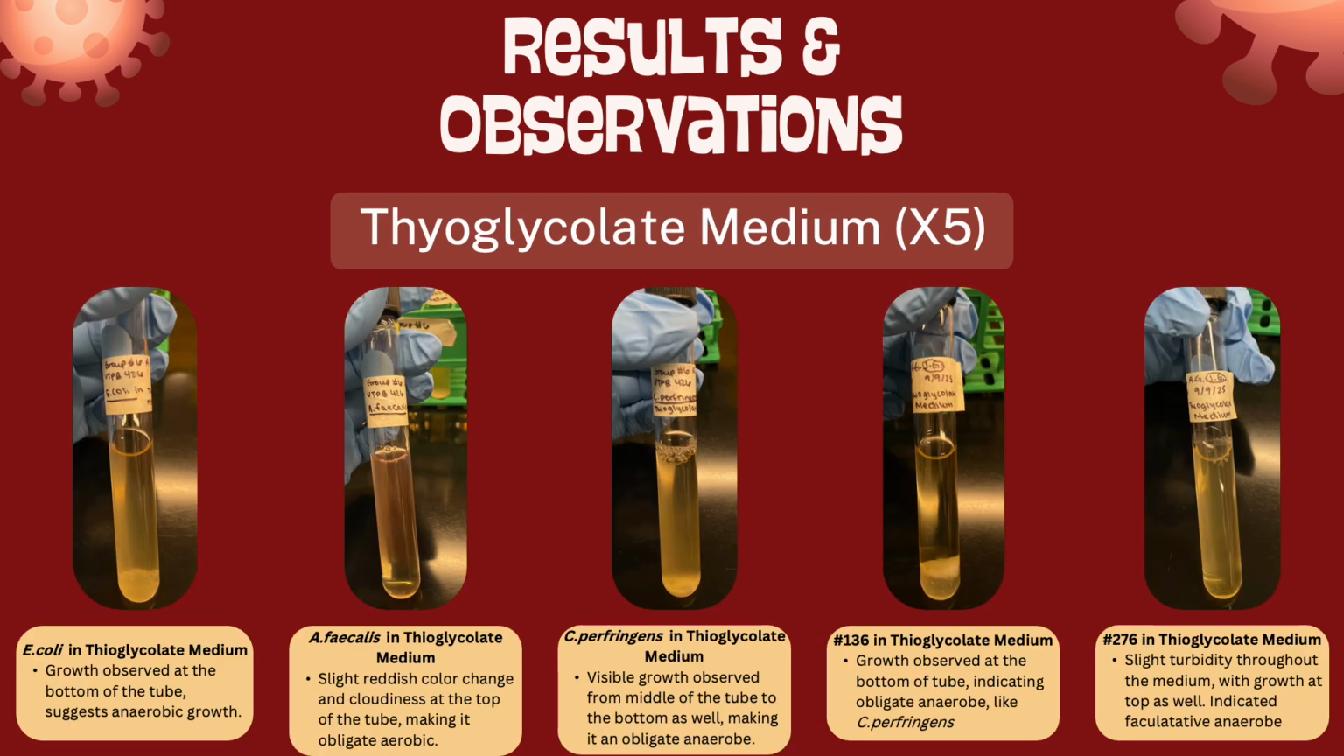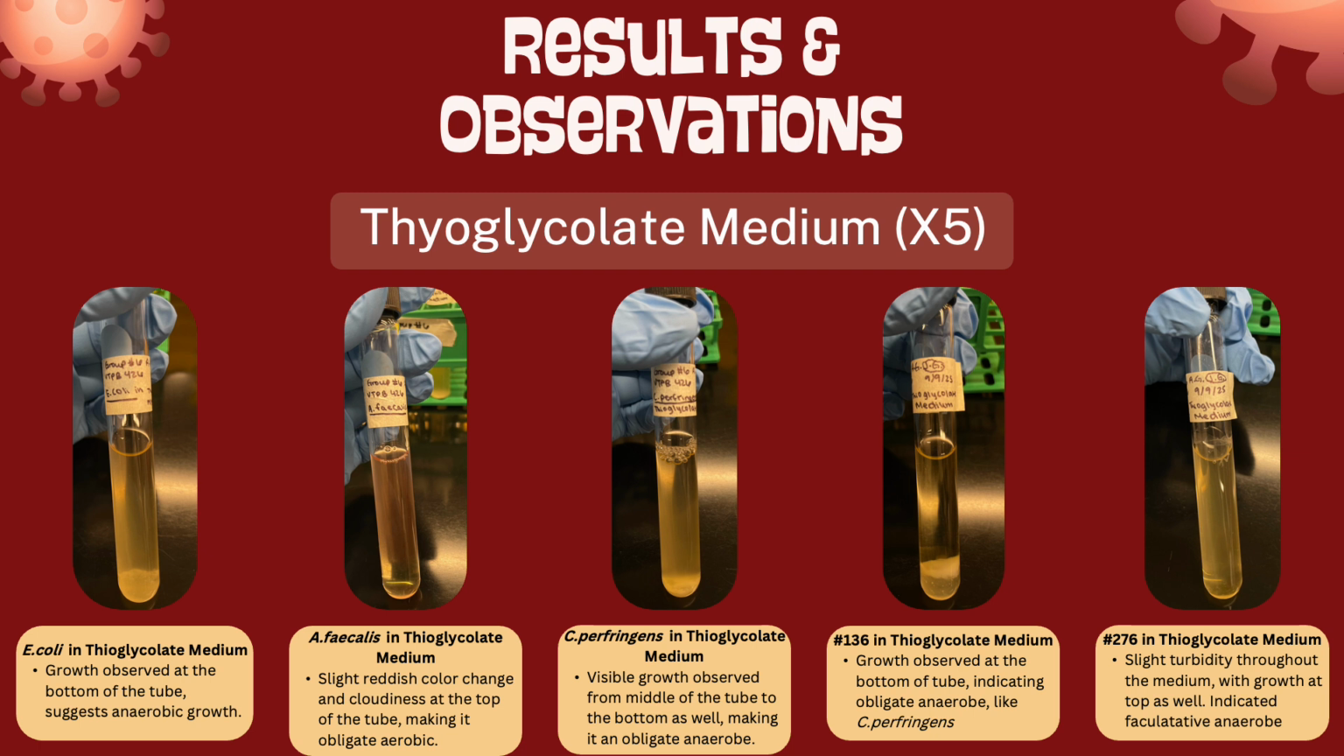Now for our thioglycolate medium. E. coli did show growth at the bottom of the tube, which indicates anaerobic growth, although E. coli is normally a facultative anaerobic organism. This test showed preference for low oxygen conditions, which could have been caused by excess inoculum deposited at the bottom and lacking even spread.